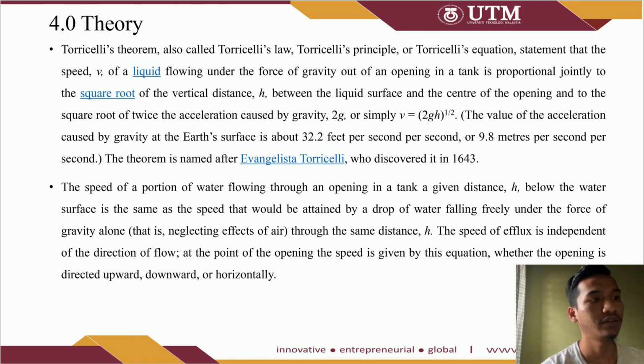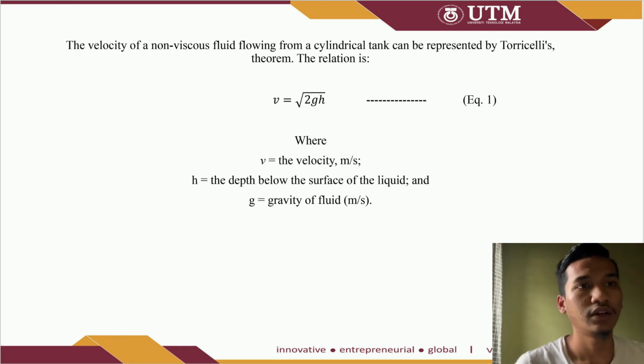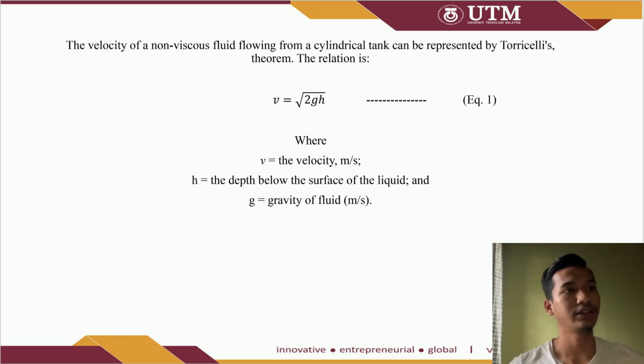The speed of efflux is independent of the direction of flow at the point of the opening. The speed is given by this equation, whether the opening is directed upward, downward, or horizontally. The velocity of non-viscous fluid flowing from a cylindrical tank can be represented by Torricelli's theorem. So the relation is v equals square root of 2gh, where v is the velocity, h is the depth below the surface of the liquid, and g is the gravity of fluid.